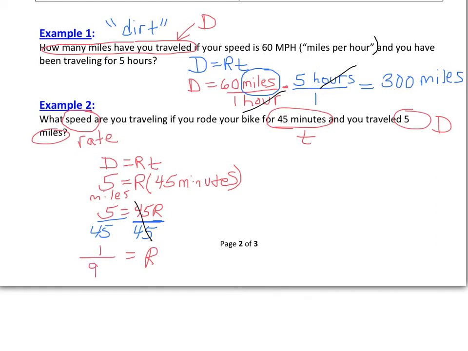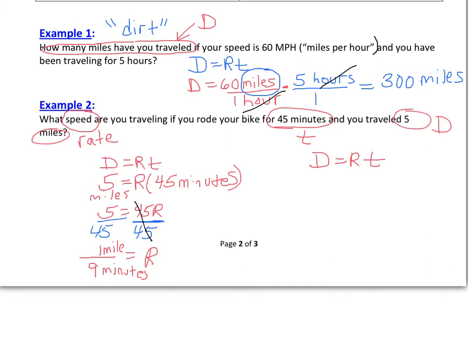And what did we solve for? We solved for the rate. And the rate is a ratio. So up here we had miles, 5 miles, and down here we had minutes. So for every 9 minutes, we're traveling 1 mile. So we can change that if we wanted to, or we could leave it this way, 1 mile per 9 minutes.